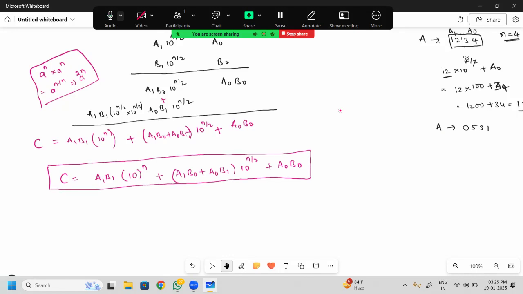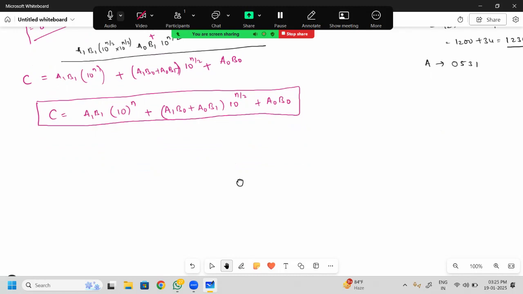But if you observe this also, we can reduce the time complexity further. So how will I do that? Again, I will show whether this time has reduced or not.